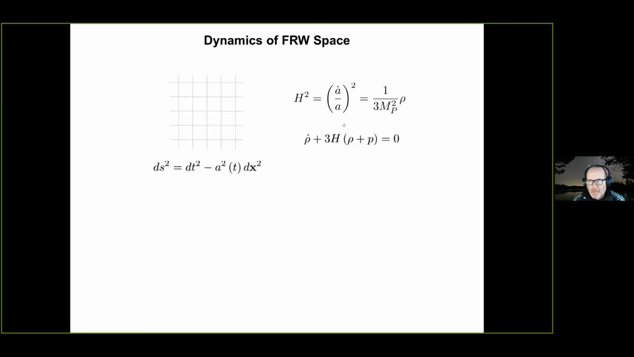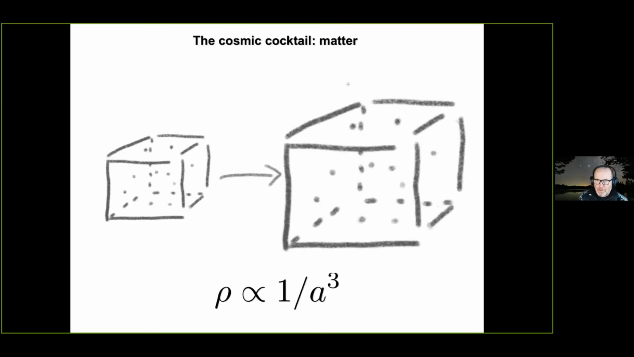And in particular, the details of the time evolution depend on the equation of state of the stuff that is in the universe. It depends on the energy density and the pressure, or more specifically, how the energy density scales with expansion itself. And so there are three basic categories of stuff that we can put in the universe that all behave differently, that all affect the expansion differently. The first and simplest category of stuff is called matter.